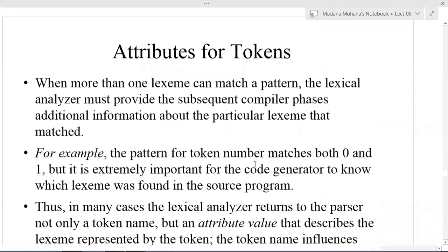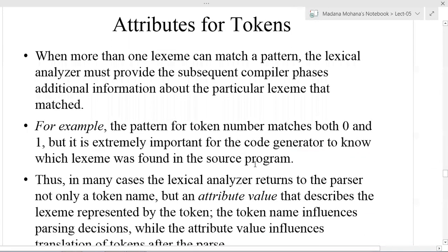So then attributes for tokens. When more than one lexeme can match a pattern, the lexical analyzer must provide the subsequent compiler phases additional information about the particular lexeme that matched. So whenever more than one lexeme can match a pattern, then the lexical analyzer must provide the subsequent compiler phases additional information about the particular lexeme that matched.